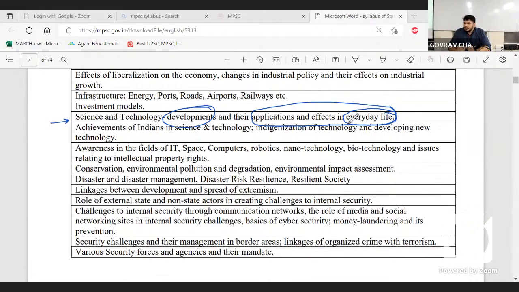Okay, first part. Second part, what you're going to see: achievements of Indians in science and technology. In India we have too many jewels, but what is the thing? We are ignoring them. We are not giving them importance.